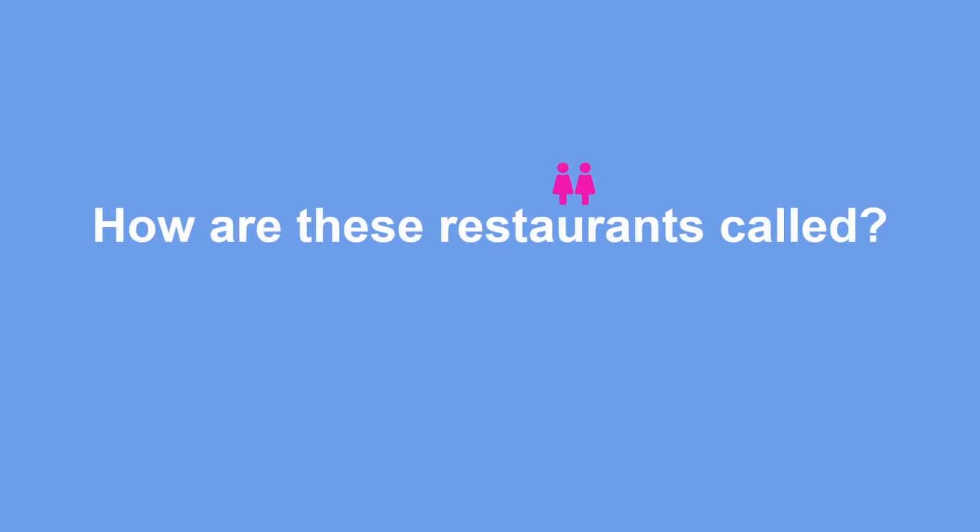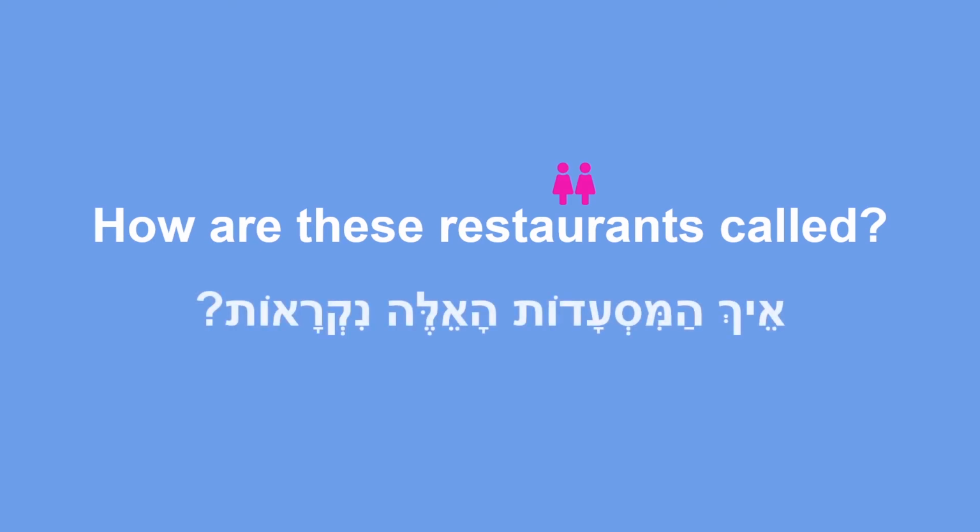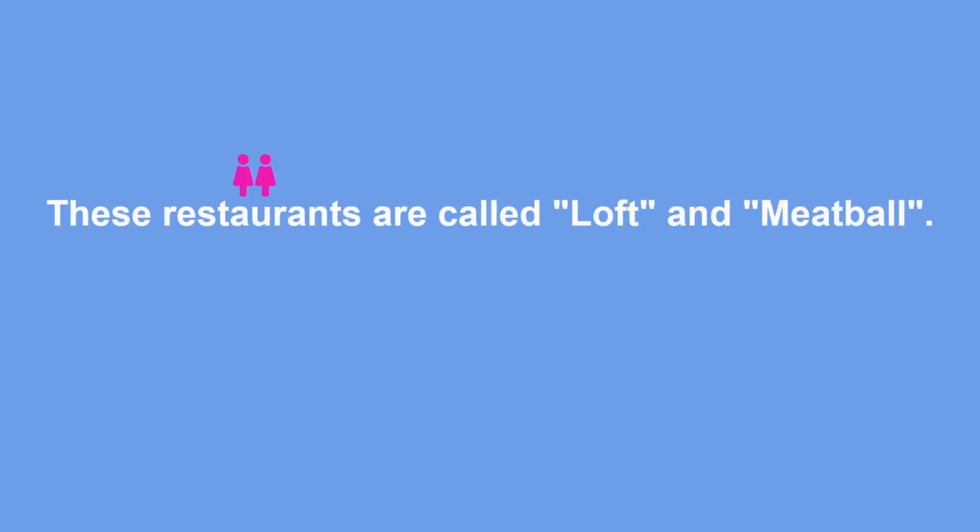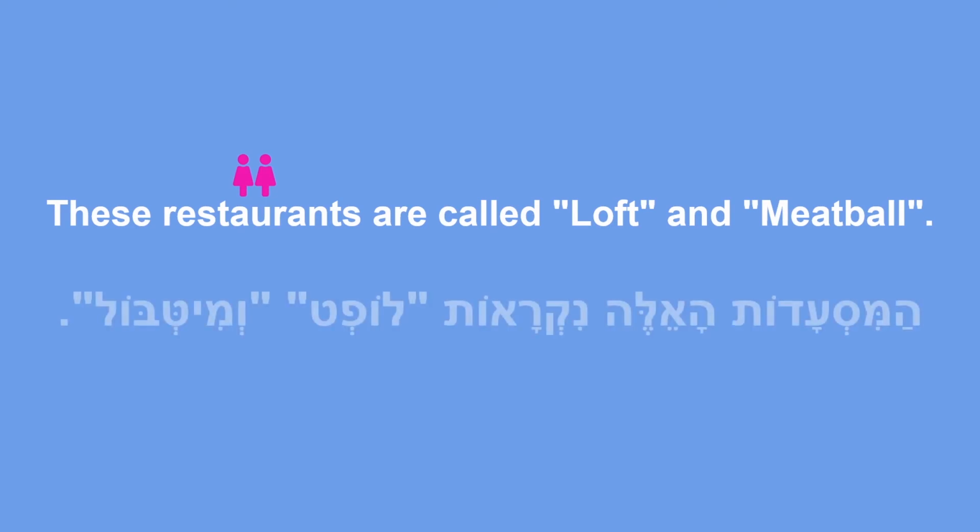How are these restaurants called? איך המסעדות האלה נקראות? These restaurants are called Loft and Meatball. המסעדות האלה נקראות לופט ומיטבול.